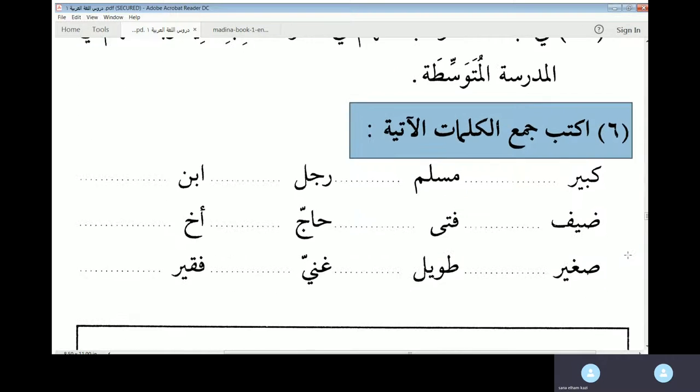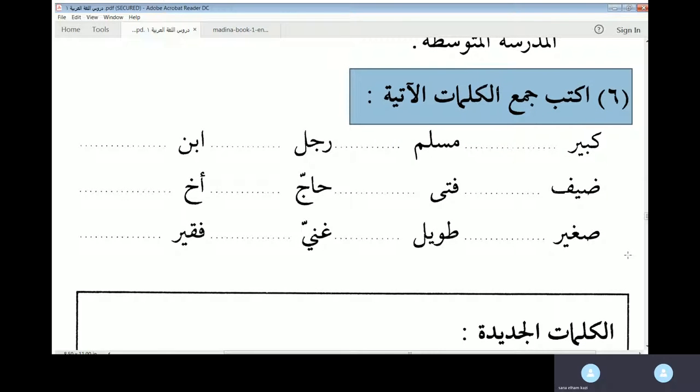Next, and then you can just finish these, and then I'll go to the Muslim. Uktub jam'al kalimatil atiyati. Uktub. Write the plural of the following words.